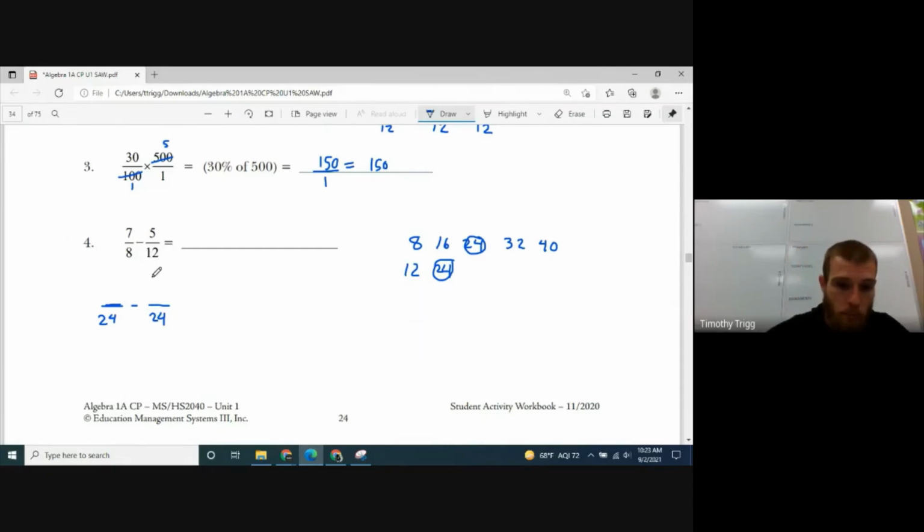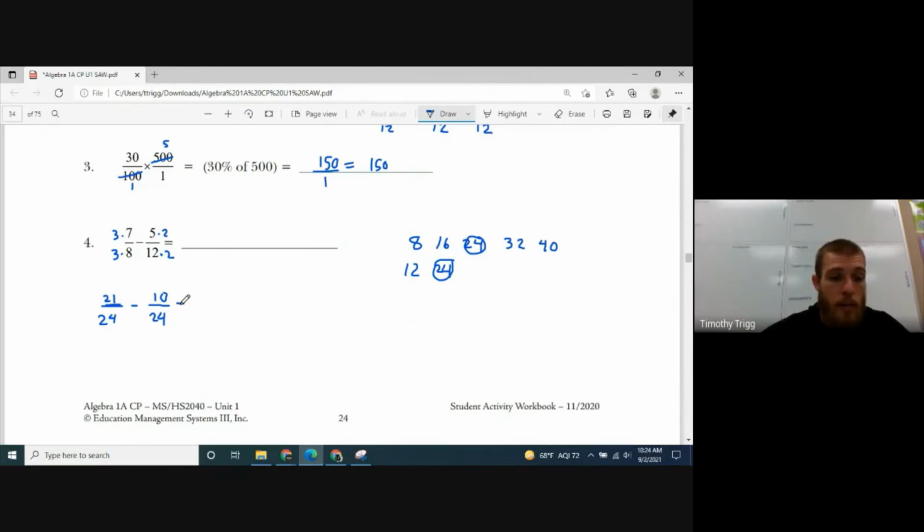Okay. So 8 times what gave me 24? 8 times 3 gave me 24. So I multiply the numerator also by 3. That gives me 21 24ths. These fractions are equal. 7/8 is equal to 21 24ths. For this one, 5/12, I multiply by 2 to get 24. So I multiply the numerator also by 2, gives me 10 24ths.